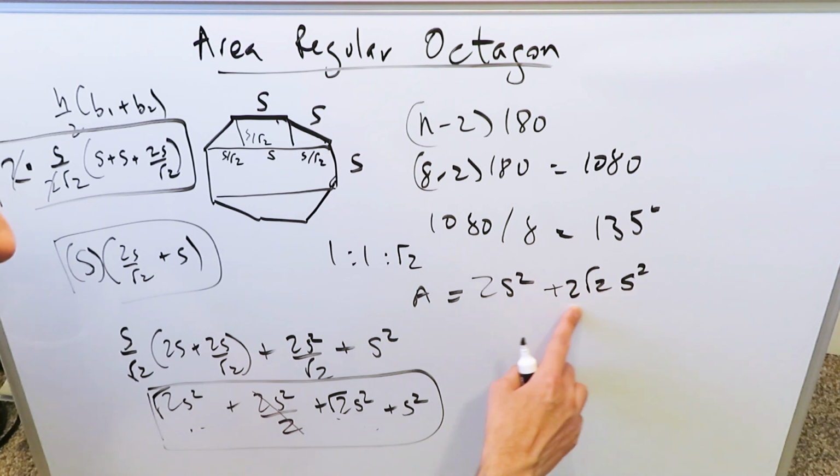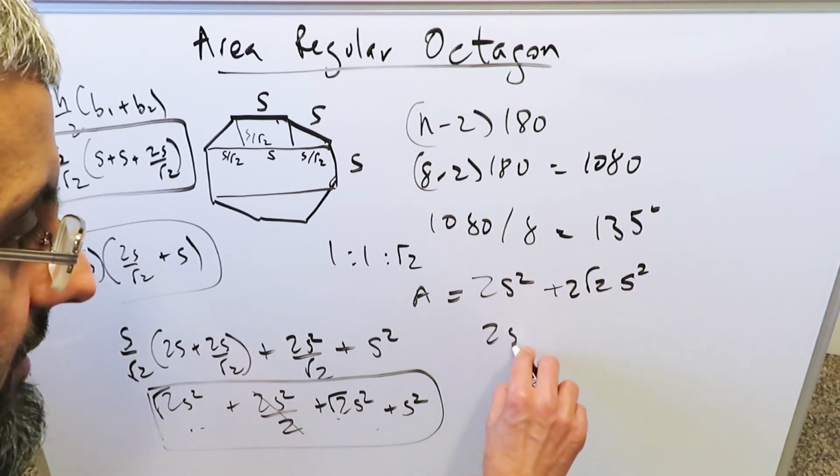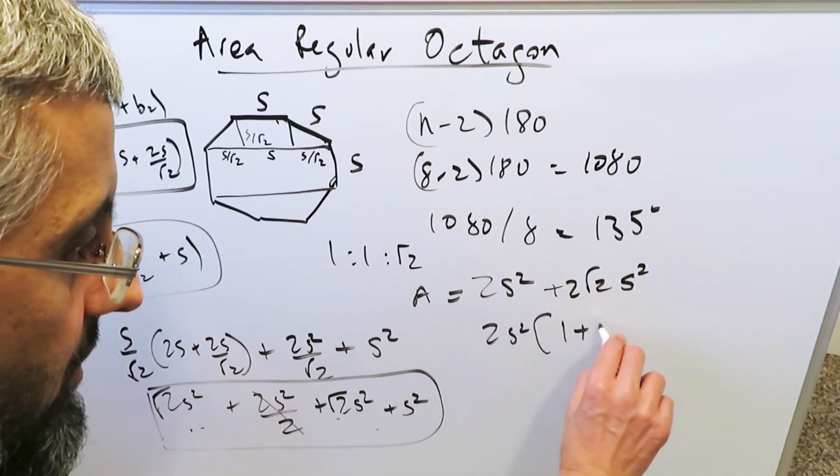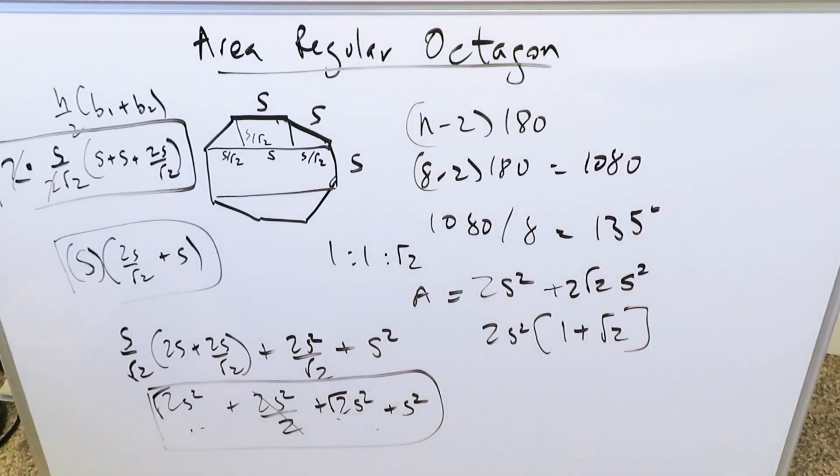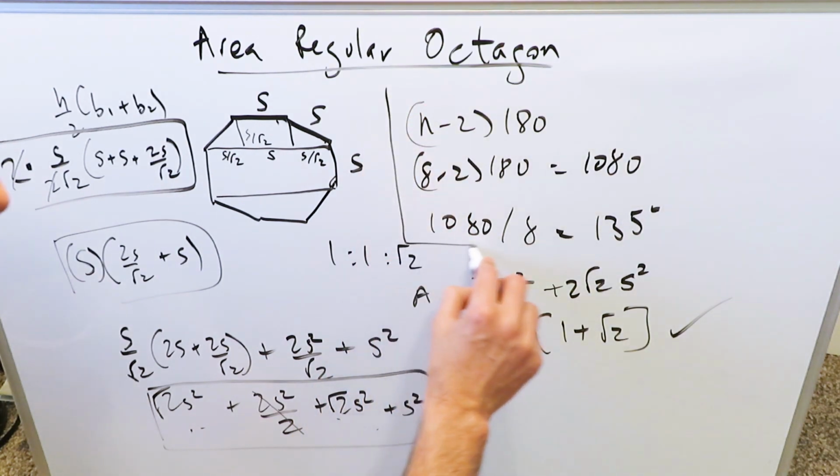Now look here at the common terms. I have a 2S square. I can isolate that. 2S square, it goes in here 1 times plus root 2. And here is the area formula of a regular octagon, and it's correct. It's 100% correct. What started this entire procedure? This entire calculation right here.